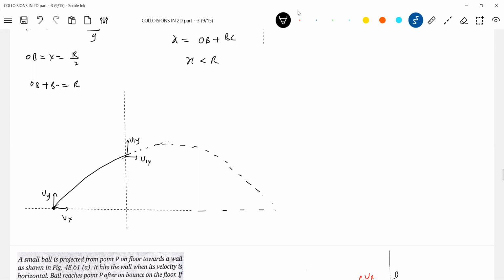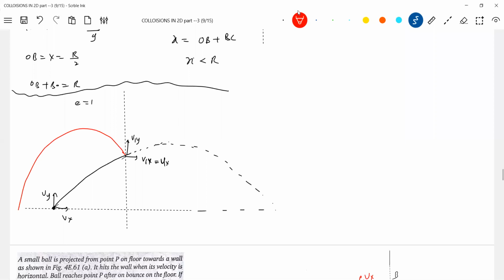And now, what can happen here? It's an elastic collision. First, the first case, let e equal to 1. Now, what will be the trajectory? Since it has some component of velocity, here v1y and v1x, v1x will be equal to ux. But v1y will be non-zero and less than u. Because of that, the particle will rebound and will fall like this.